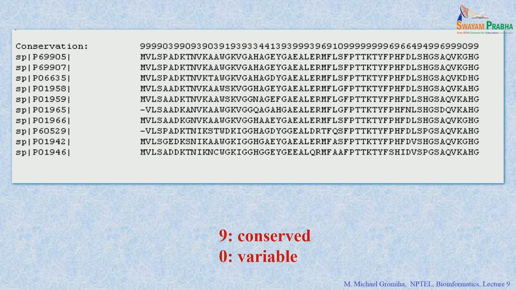Here 9 is highly conserved and 0 is the most variable, and then they automatically normalize and put the numbers for each position. This is the query sequence, so we take this as query 1, and for this one they put the numbers here. These are the places where it is highly conserved, and these are the regions where it is very highly variable. You can use these numbers as input for several prediction algorithms that we will discuss in later classes.